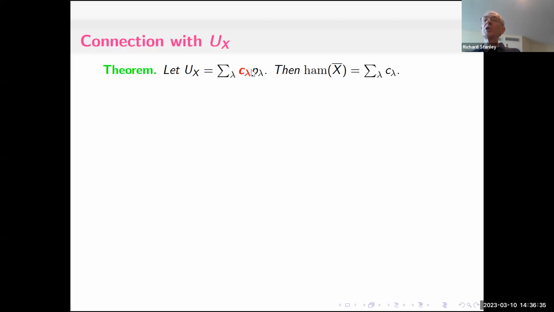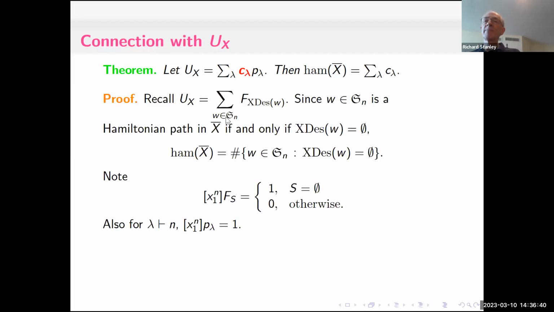We expand it in terms of power sums, and ham of X bar is just the sum of these coefficients. So it's just an easy keeping track of the definitions. This was the definition of UX, the sum of F of the X descent set. Remember, a permutation is a Hamiltonian path in X bar if and only if the X descent set is empty. Ham of X bar is the number of permutations with empty X descent set. And now we'll take the coefficient of x1 to the N on both sides here.